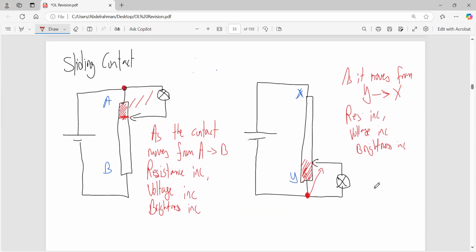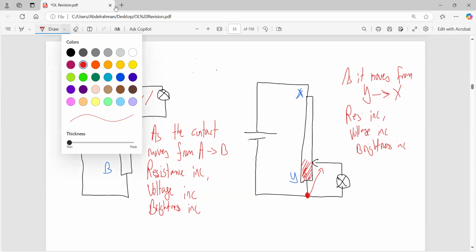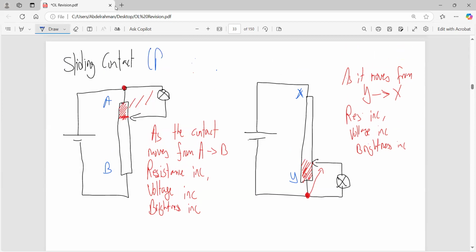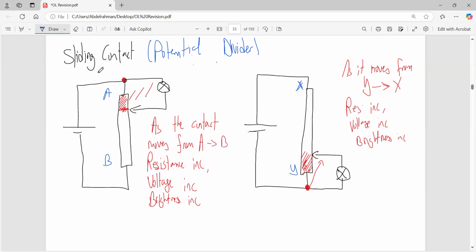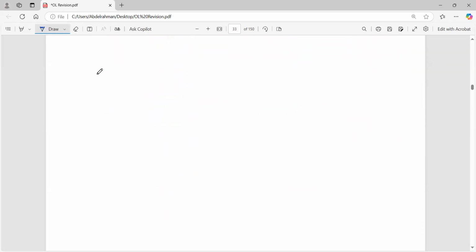So this is the sliding contact. This is what we mean by a sliding contact. Sometimes we call it a potential divider. This is what we call a potential divider. Right. What else? What other components do we have?